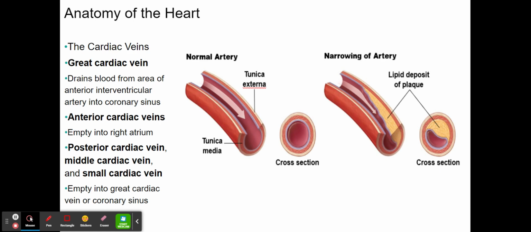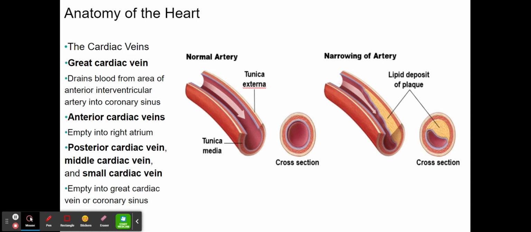Other cardiac veins empty into the great cardiac vein or the coronary sinus. These veins include 1. The posterior cardiac vein, draining the area served by the circumflex artery; 2. The middle cardiac vein, draining the area supplied by the posterior interventricular artery; and 3. The small cardiac vein, which receives blood from the posterior surfaces of the right atrium and ventricle.